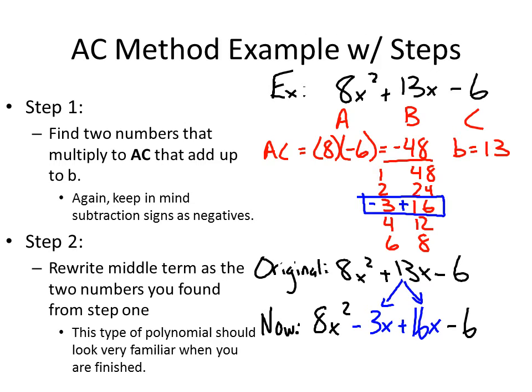As you can see, we've taken the 13x and we've replaced it with -3x plus 16x. We got those from step 1, the -3 and the 16, that made the -48. This type of polynomial should look very familiar to you. It is now a 4-term polynomial, so if you think back, what could we use to factor a 4-term polynomial? Well, that's what step 3 is going to help us find.